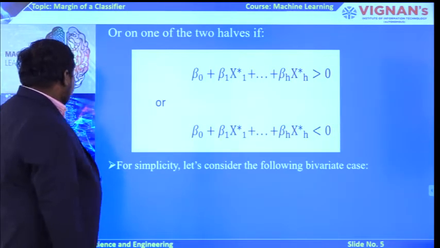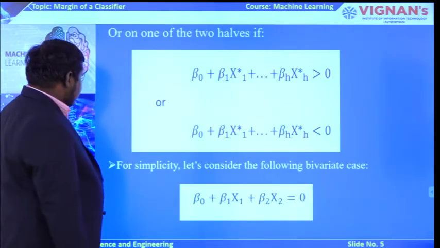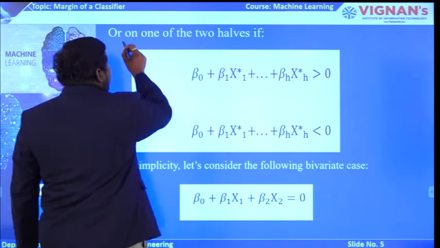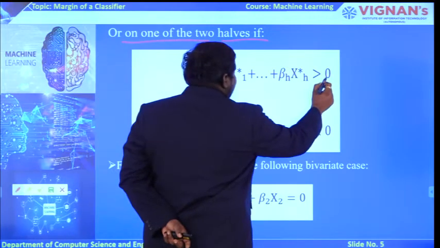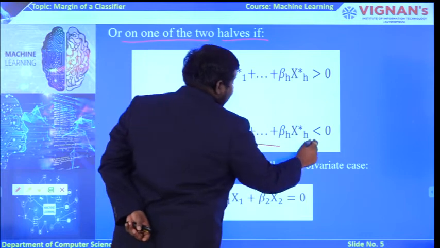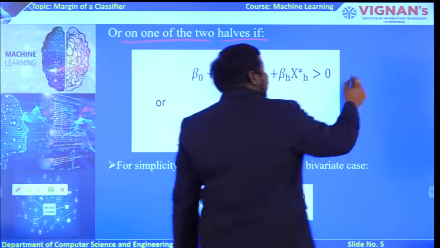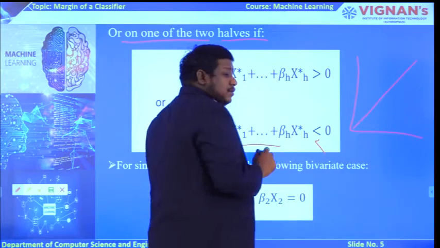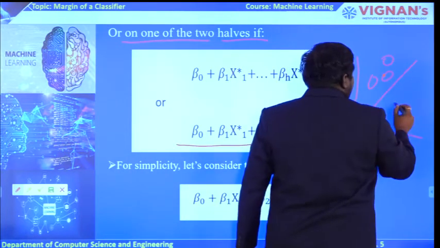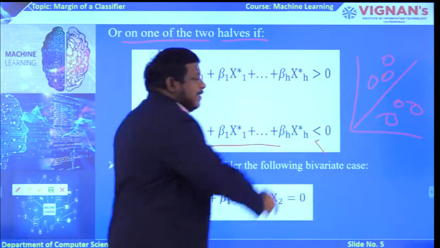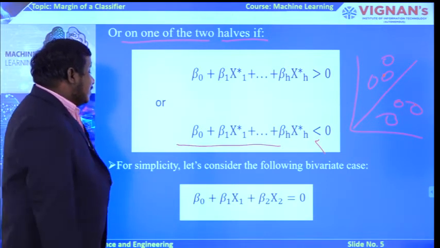Otherwise, a point lies on one of the two halves: the expression beta naught plus beta 1 x1 star and so on is either greater than 0, or less than 0. This is mainly used for classification, because the data points might be above the hyperplane or below the hyperplane. To classify these conditions, we use the greater than 0 or less than 0 condition.